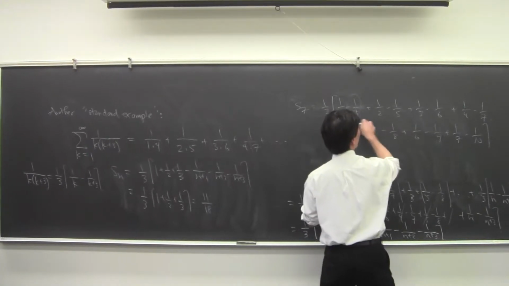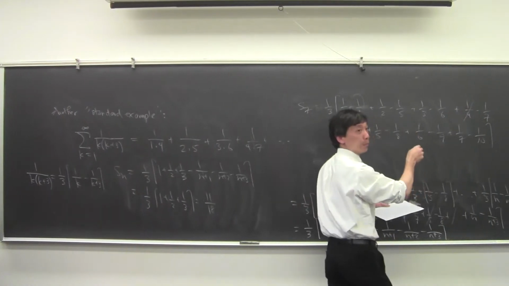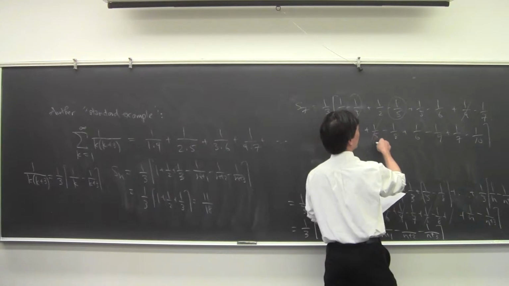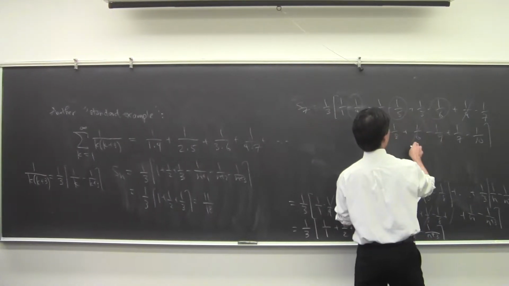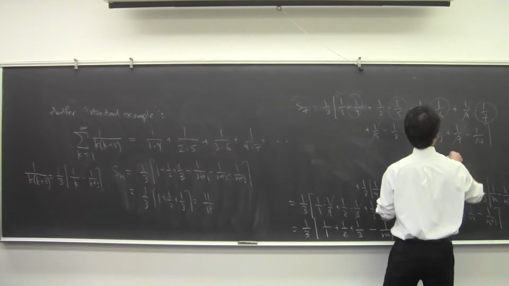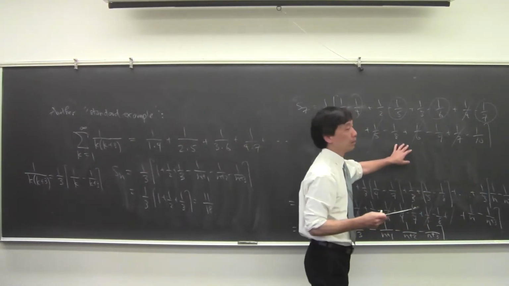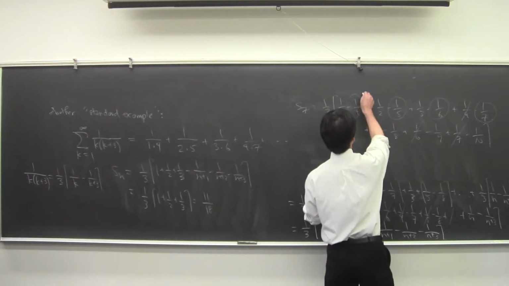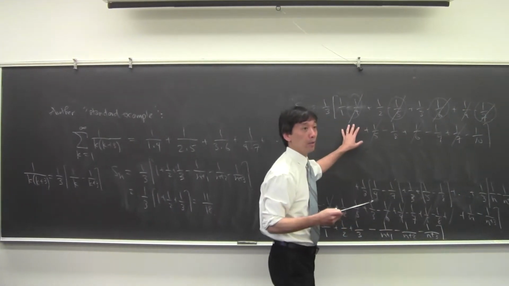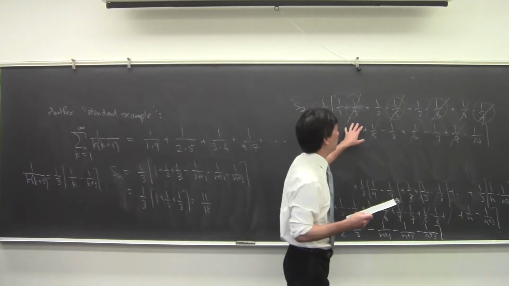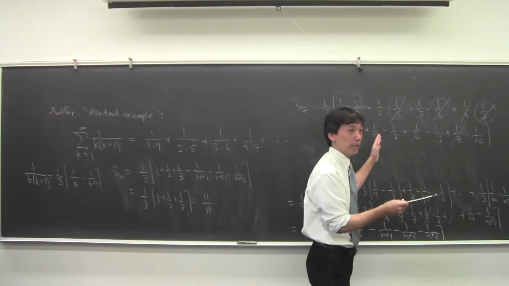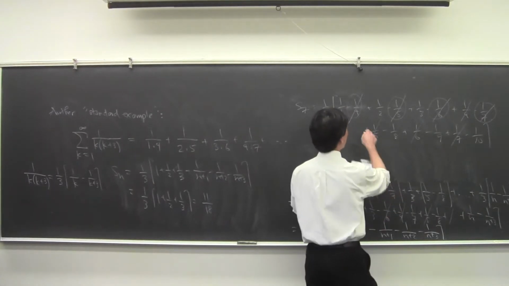This negative fourth kills off the positive fourth over there. The negative fifth kills off the positive fifth. Negative 6 kills off positive 6. Negative 7 kills off positive 7th. So all these terms are gone. But that's all the cancellation that occurs.